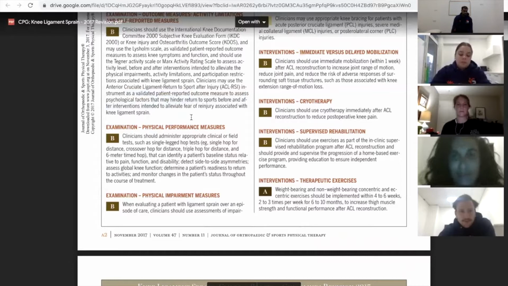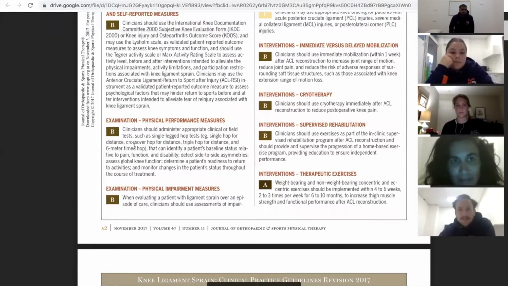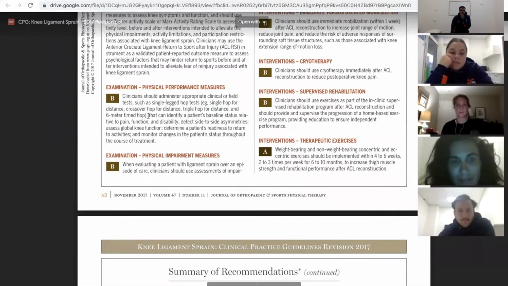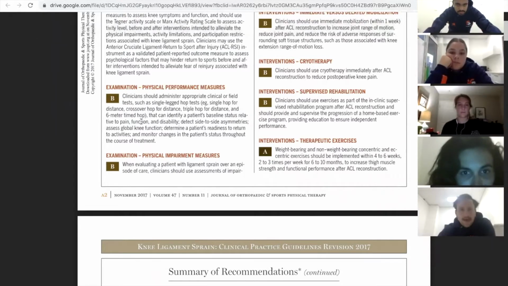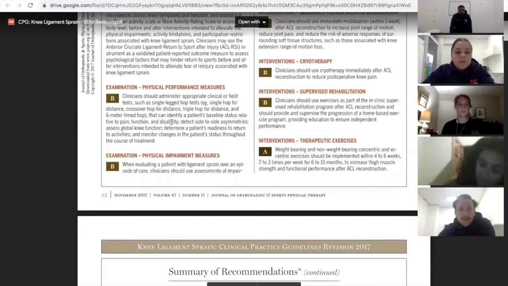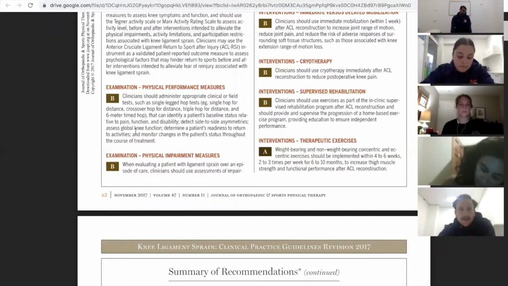Physical performance tests that clinicians should administer involve single leg hop tests, e.g. the single leg crossover hop for distance, the triple hop for distance, and the 6 metre timed hop. These can identify patients' baseline status relative to pain, function, and disability. They can detect side injuries, global knee function, and return to sport activities, and monitor changes in the patient's status throughout the course of treatment.